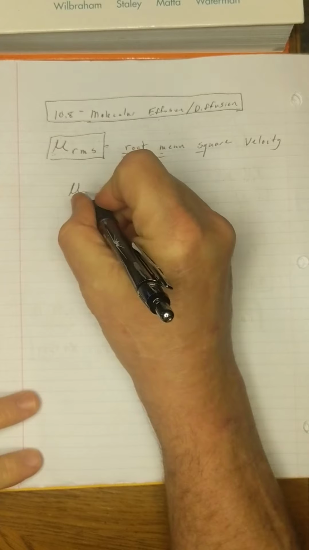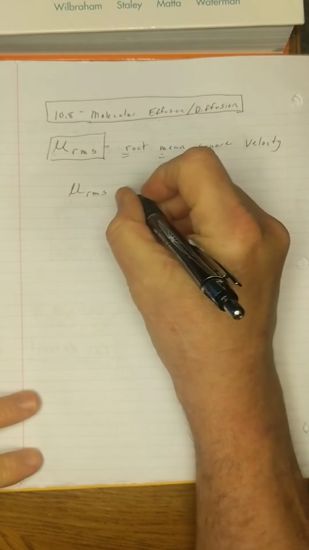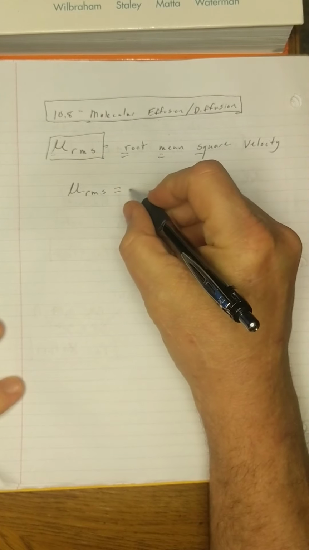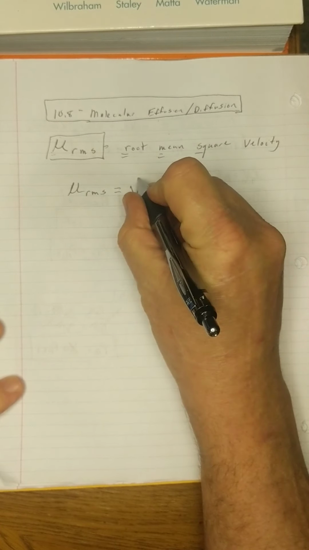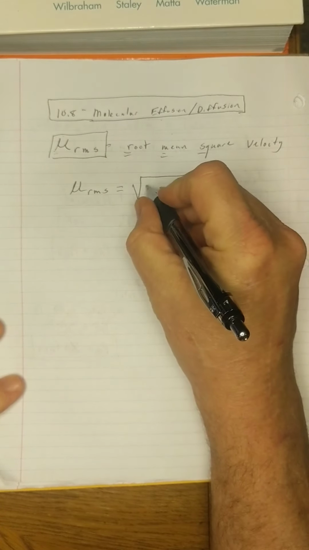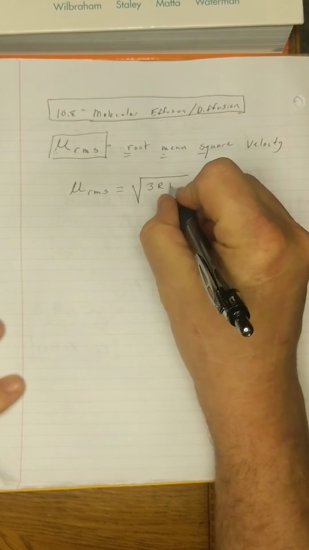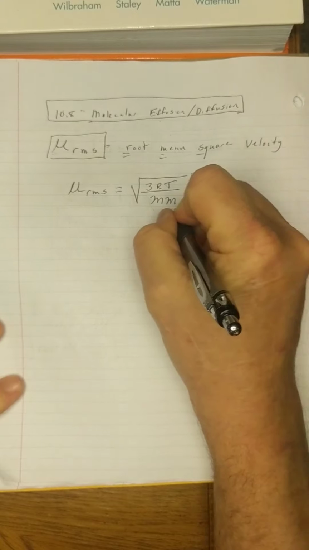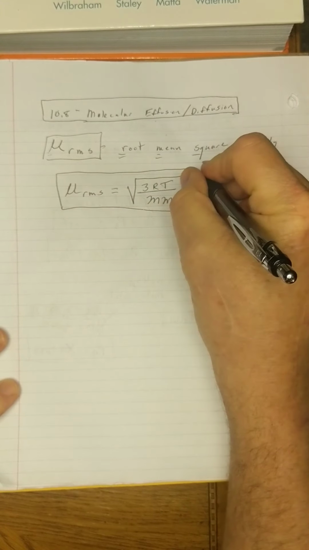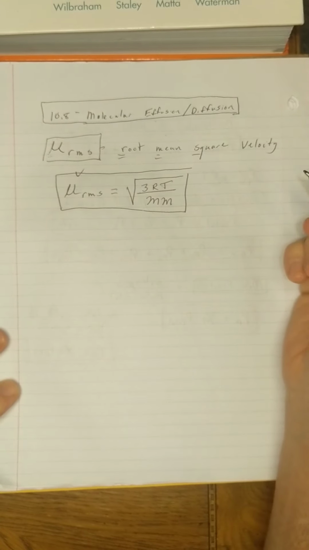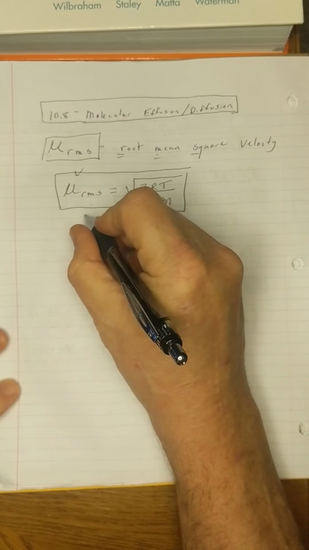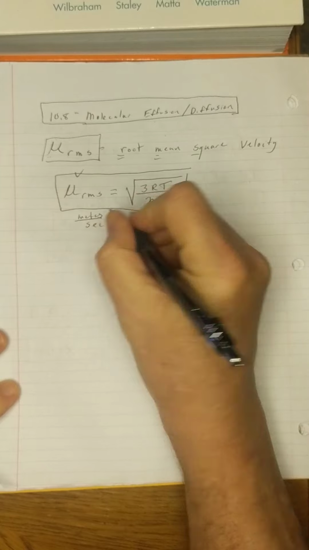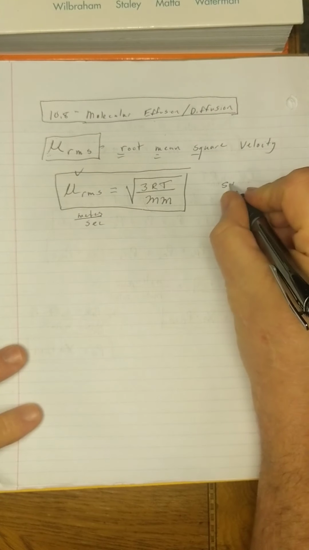URMS is, now I'm not going to really have this on a test, but I'm going to use it to derive Graham's law, is where I'm going with this. It's the square root of 3RT over the molar mass. Okay, so that's my speed. The units are going to be in meters per second.